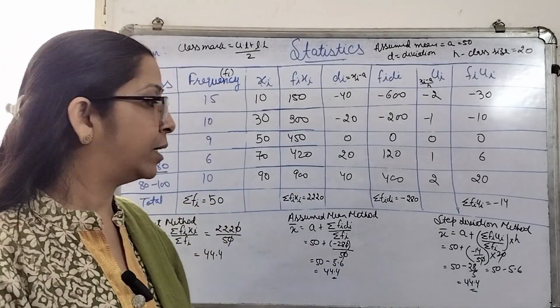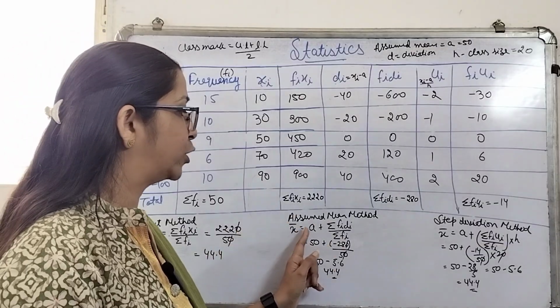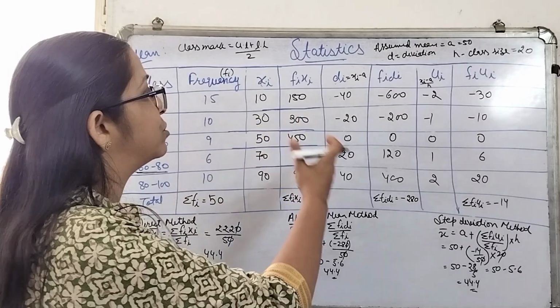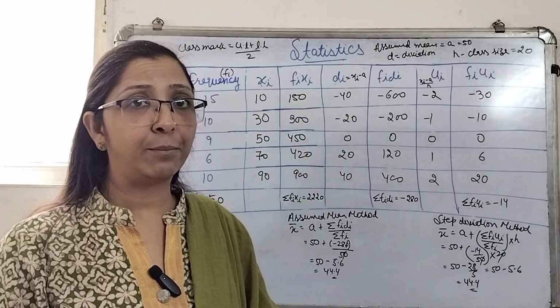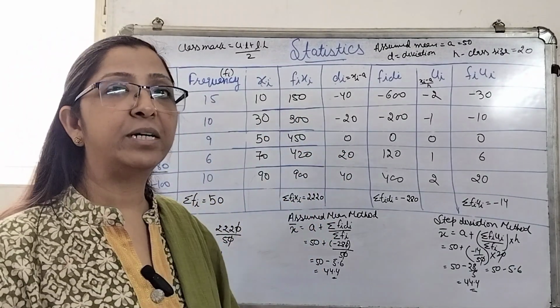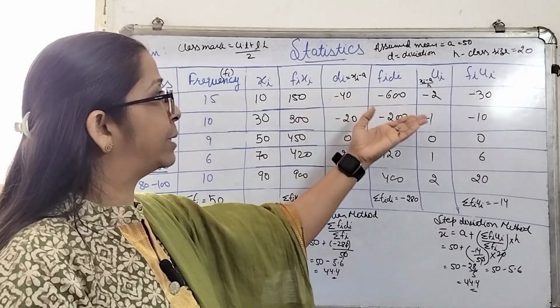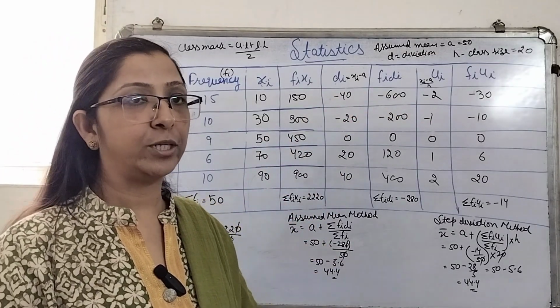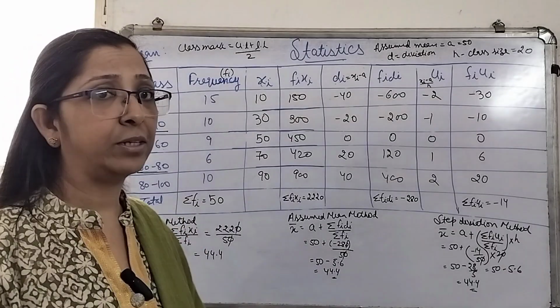So it doesn't depend upon the method, and it doesn't depend upon the value of a or the value of h. Simply we need to see whether the number of observations or the frequencies are big numbers. If so, we can use the step deviation method or the assumed mean method. It will reduce our calculation. Otherwise, the direct method is a simple method.